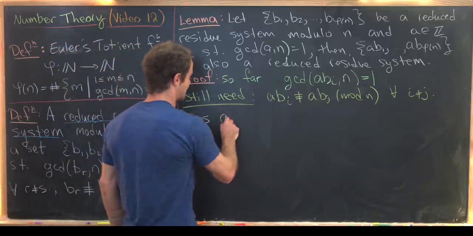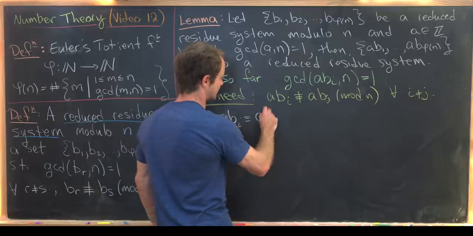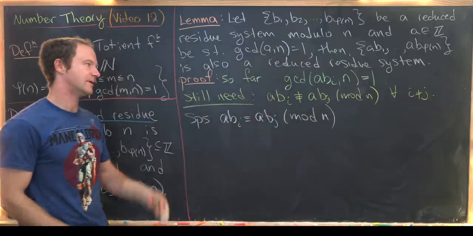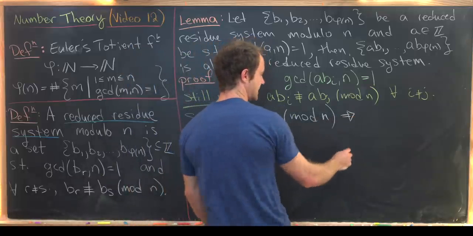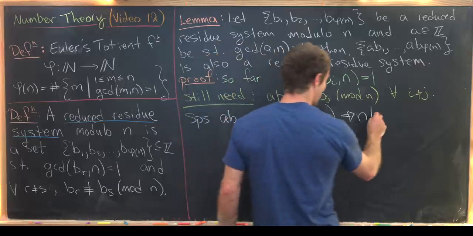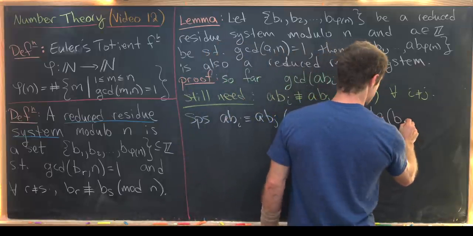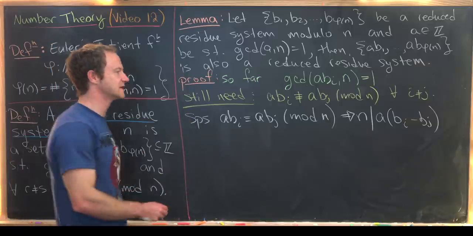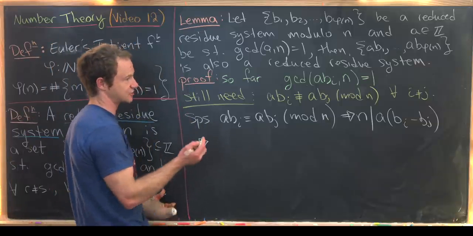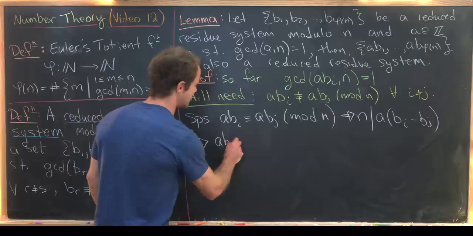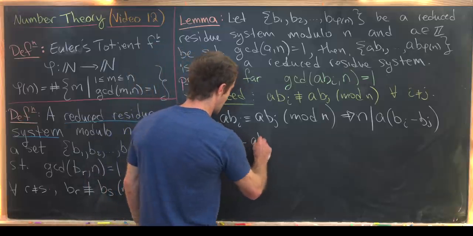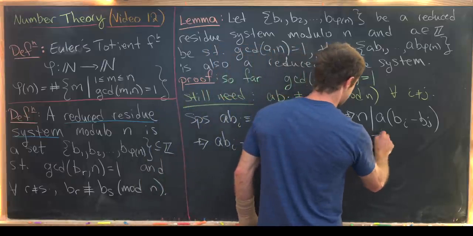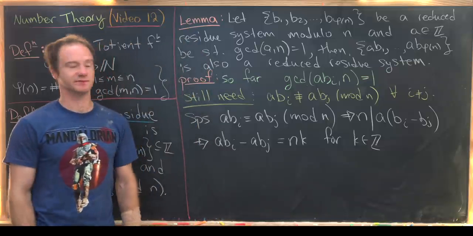So let's suppose a bi is congruent to a bj modulo n. But then by the definition of congruence modulo n, that means that n divides a times the quantity bi minus bj. Now we can take that divisibility relationship and write it as a multiplication problem. So this means a bi minus a bj is equal to n times k for some integer k. So that's by the definition of divisibility.